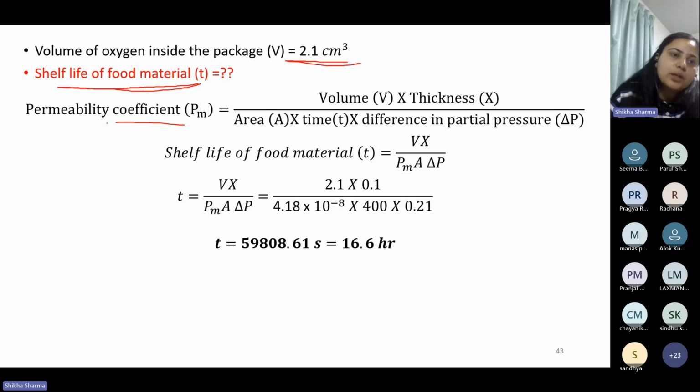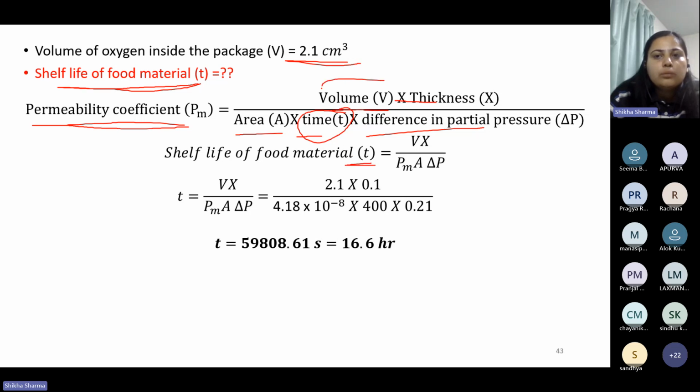As we already discussed, the permeability coefficient is equal to volume into thickness divided by area into time into difference in partial pressure. We need to calculate time here. So the shelf life of the food material is equal to volume into thickness divided by the permeability coefficient into area into difference in partial pressure, delta P. So shelf life T is equal to Vx by Pm into A into delta P.